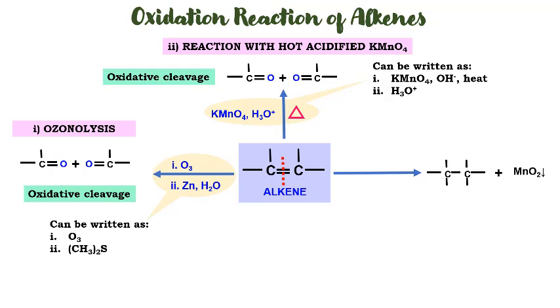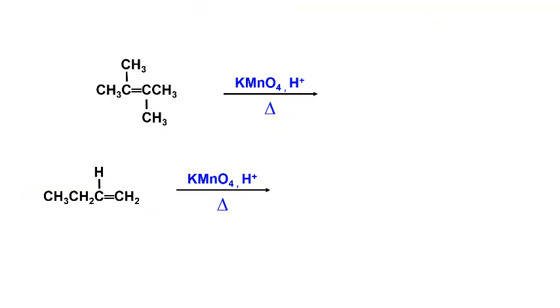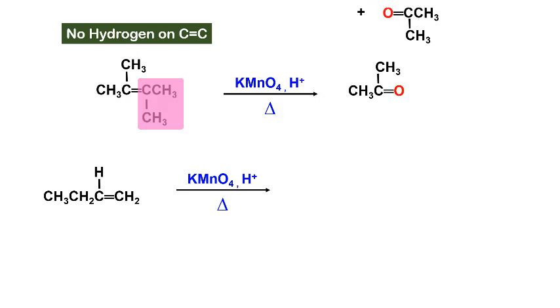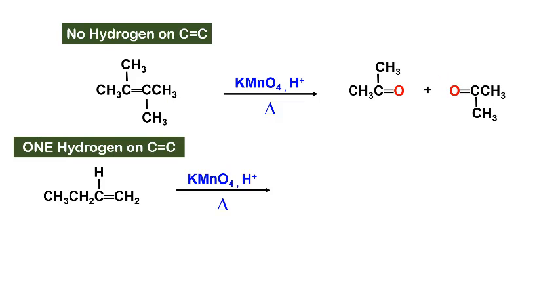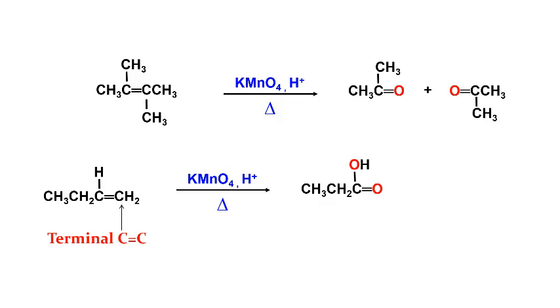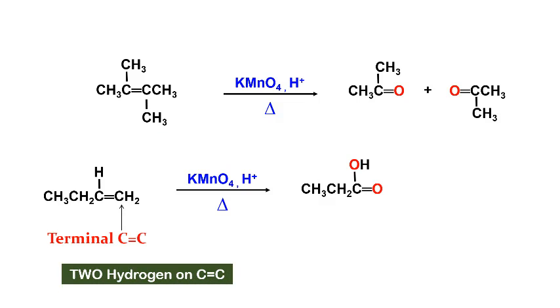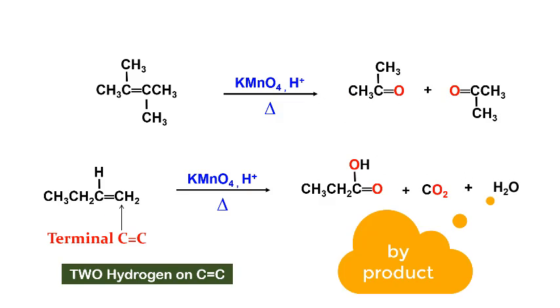This reaction will produce ketones or carboxylic acids depending on how many hydrogen atoms are bonded to the sp2 carbon. If there is no hydrogen atom bonded to the sp2 carbon, the product will be a ketone. But if there is one hydrogen atom on the sp2 carbon, the product will be a carboxylic acid. Terminal alkenes with two hydrogen atoms on the sp2 carbon form carbon dioxide as a product and water as a byproduct.